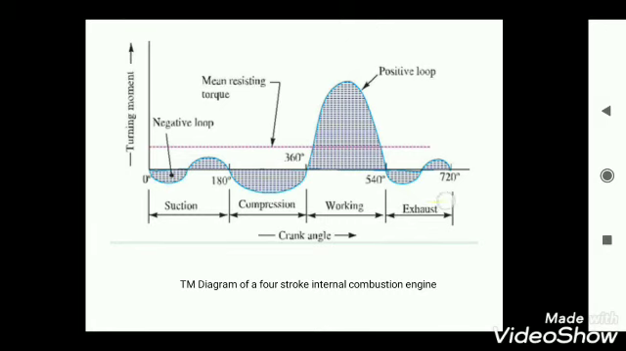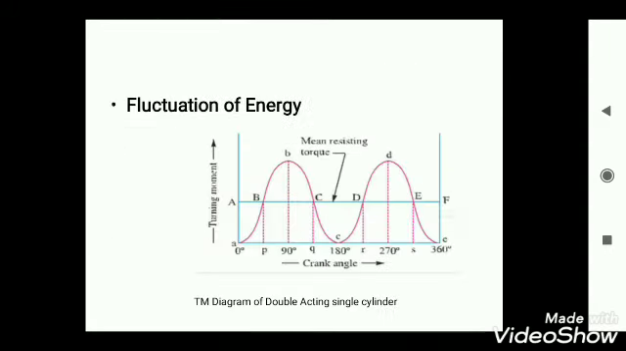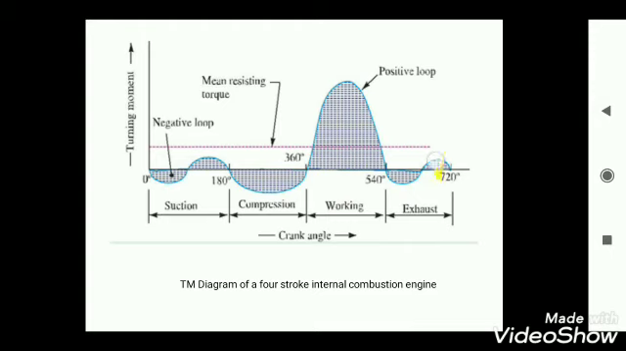And in the exhaust stroke again you can see two loops, a small negative loop and a small positive loop. The negative loop forms because the exhaust gases need to be expelled from the engine, so the gases need a push, and that energy is utilized here. Because of the momentum of the piston, a small positive loop forms. So this is the turning moment diagram of a 4-stroke combustion engine.